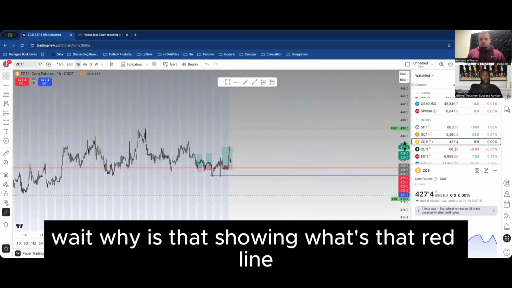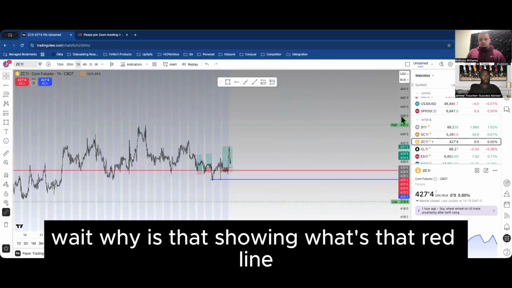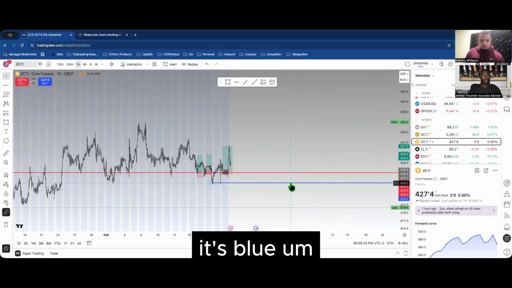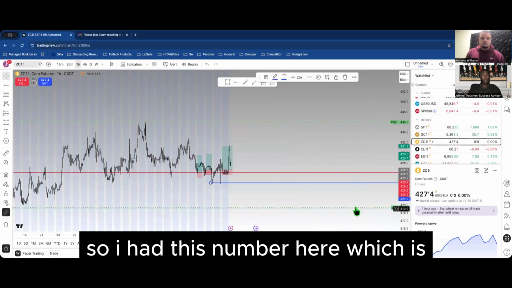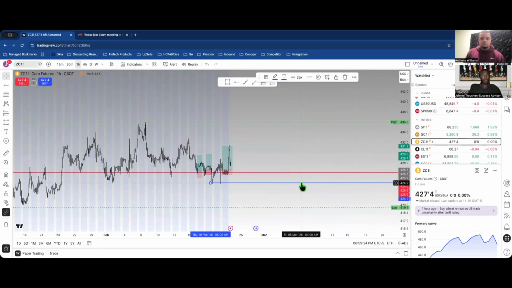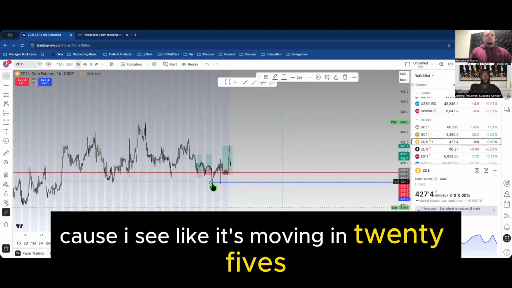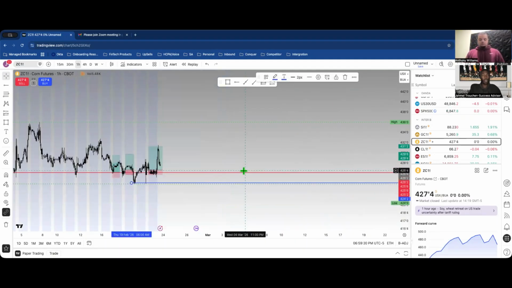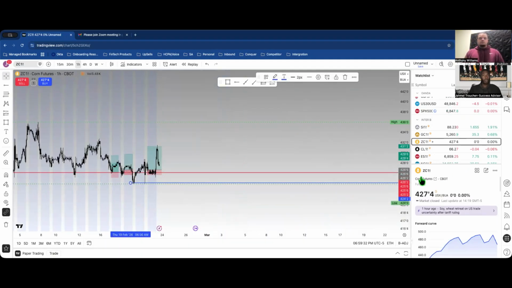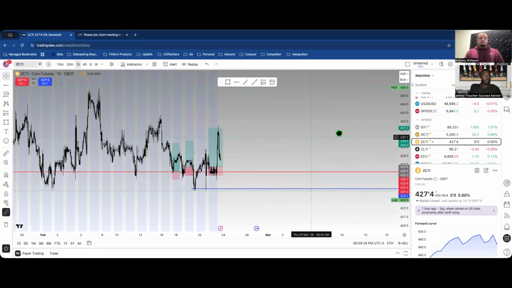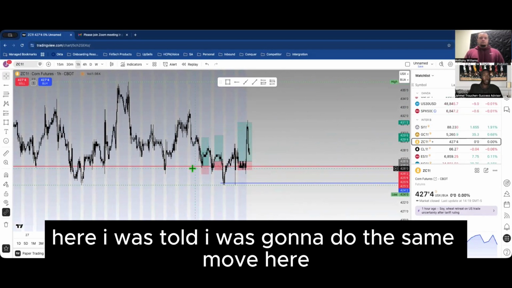Wait, why is that showing? What's that red line? Red line is... blue. So I had this number here, okay, for 25. Because I see it's moving in 25s, but it stopped me out here. I was told I was going to do the same move here.